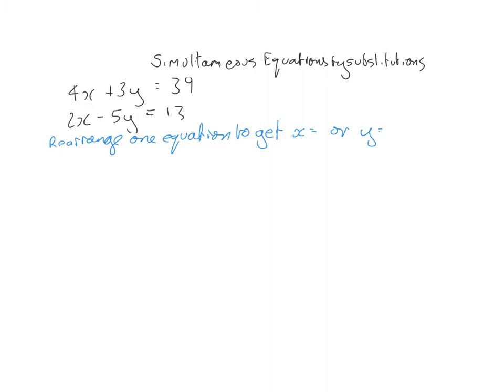Okay, so we're doing a different method. Yeah, if we were going to get the x's the same, we would times the bottom one by 2, and then we could do it by elimination. But we're going to do a different method. Okay, so you need to accept that this is a different way of doing it.